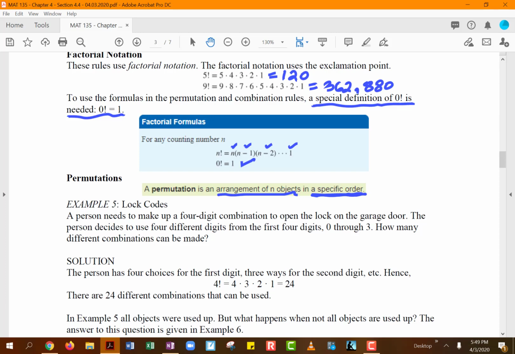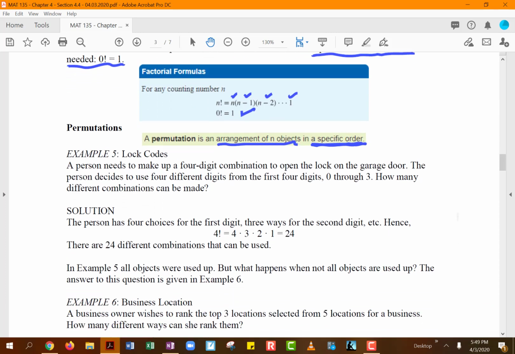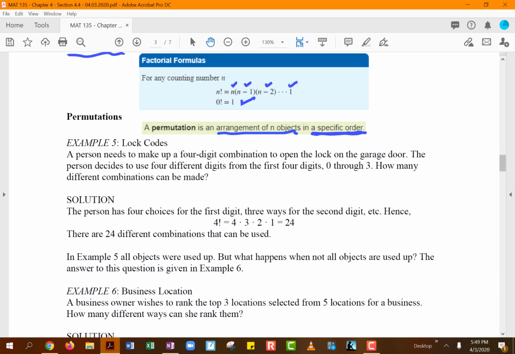So let's talk about permutations here first. Our first example is talking about a person who needs to make up a 4-digit combination to open the lock on the garage door, okay? They're saying the person decides to use 4 different digits from the first 4 digits.